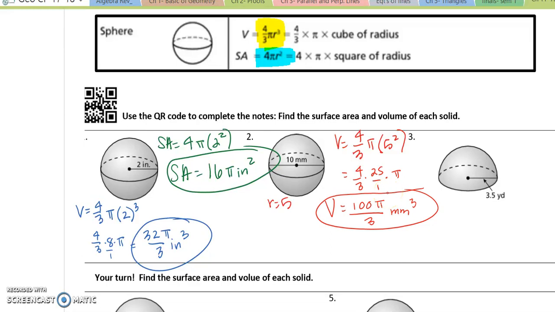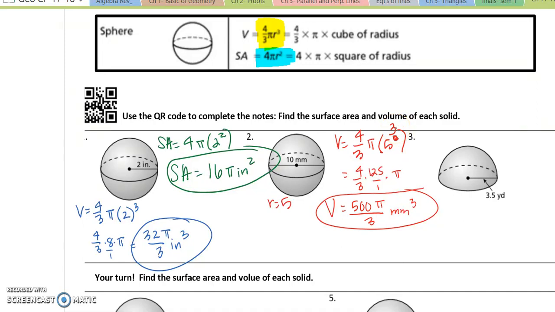Oh, you know what? I did that wrong. 5 should be cubed, not squared, so change that. It's not 25. It should be 125. And 4 times 125 is 500. So it should be 500 pi. Glad I caught that. The same mistake you might make. I squared it instead of cubed it.